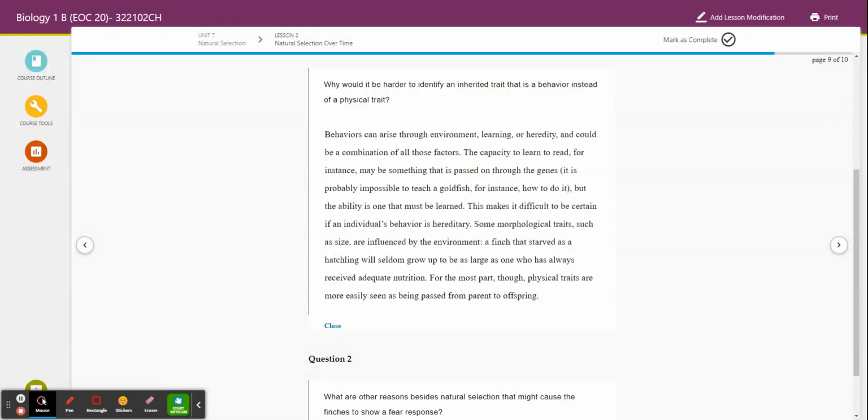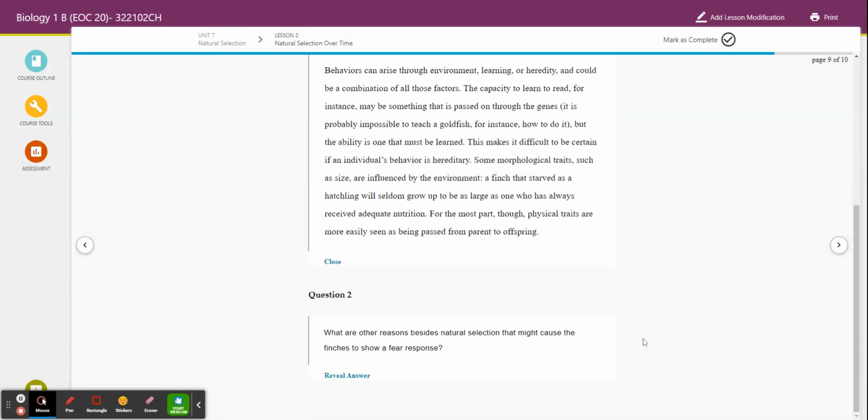Some morphological traits, such as size, are influenced by the environment. A finch that starved as a hatchling will seldom grow up to be as large as one who has always received adequate nutrition. For the most part, though, physical traits are more easily seen as being passed from parent to offspring.